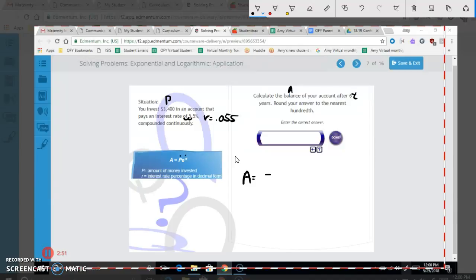So we've got 3,400 times e to the power of 0.055 times 6. And now from here, you're just going to do a step-by-step problem in your calculator. What we're going to do first is the exponent part. So you're going to multiply these two. 0.055 times 6 gives us 0.33. So in your calculator, you'll just type in e to the power of 0.33, and then you'll multiply that by 3,400.